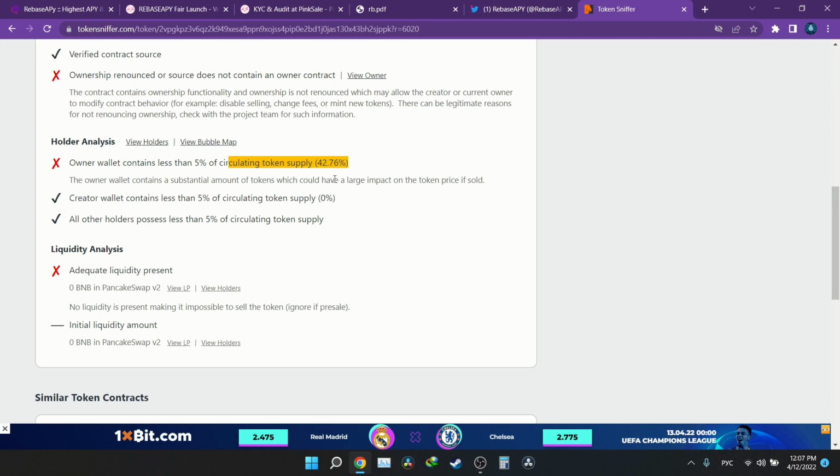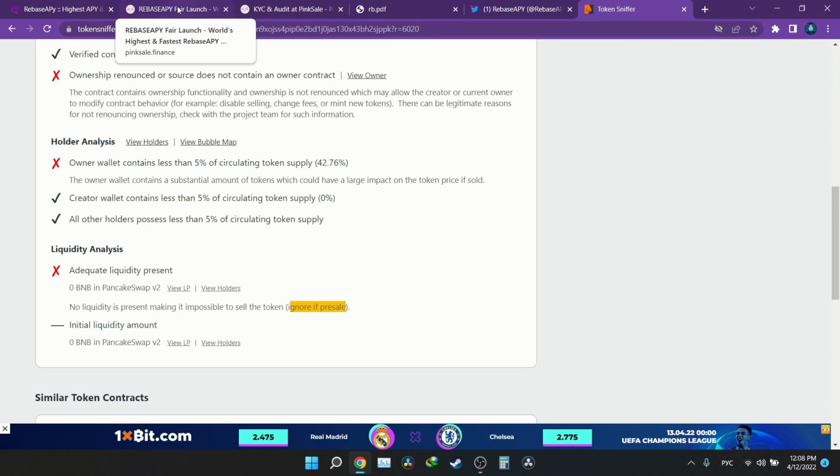And if he decides to sell right in the middle, even if you get a crazy amount of tokens, those tokens might be worth nothing. Be very, very careful on that part. And as you see here, they're saying no liquidity is present, making it impossible to sell the token. So ignore it, even if it is a pre-sale.